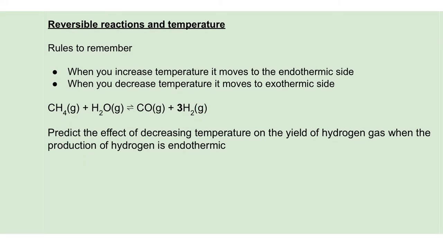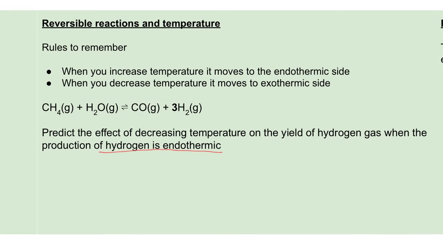I've got the same reaction here, but I've got predict the effect of decreasing temperature on the yield of hydrogen gas when the production of hydrogen is endothermic. So first thing I'm going to look for is I can see hydrogen is on the left, okay? And the production of hydrogen is endothermic, so that means that this side is endo and my opposite side is exo. I can see I am decreasing the temperature. And that means when I decrease the temperature, I move to the exothermic side. And I can see my exothermic side is on the left.